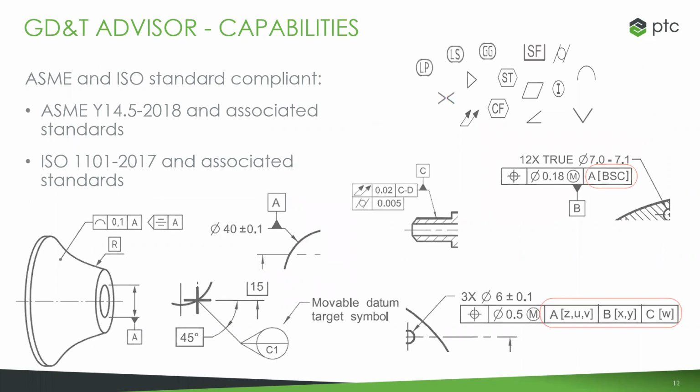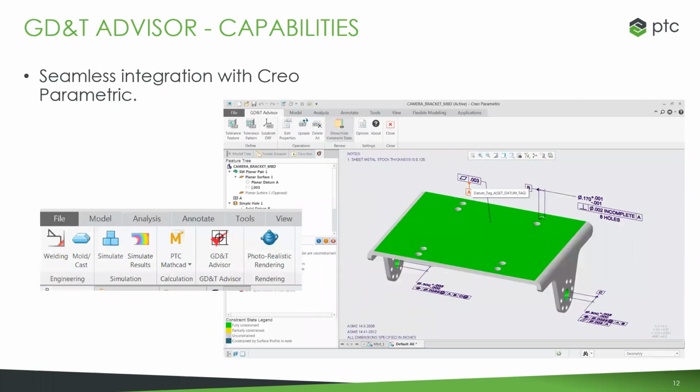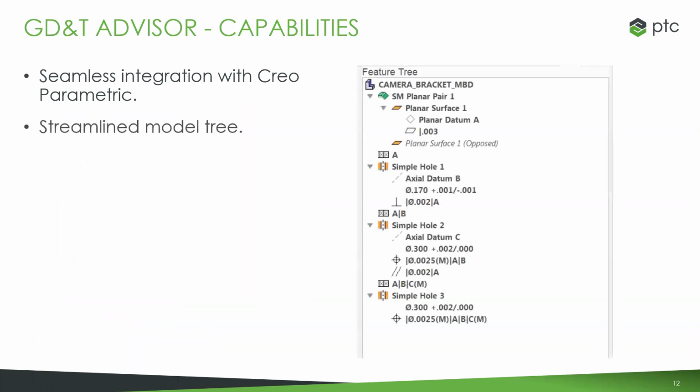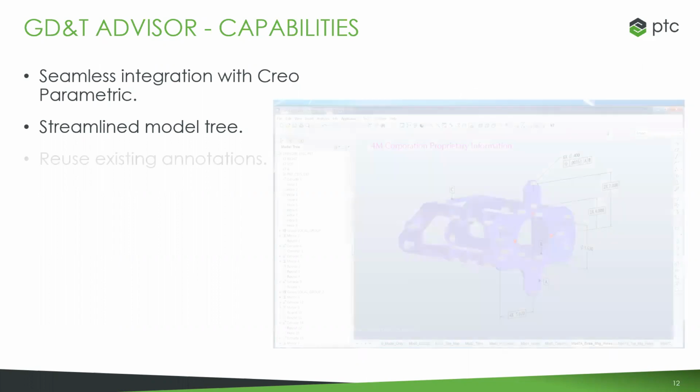And one of the biggest things with any of this is that it's seamlessly integrated with Creo Parametric. You just simply take the model that you're working with, click on the GD&T Advisor button, and you get to work. And you work in a very simple, streamlined model tree. You have each feature along with all the associated tolerances. You can click and edit any of those as you go. So just like your standard model tree that you might be used to working with.